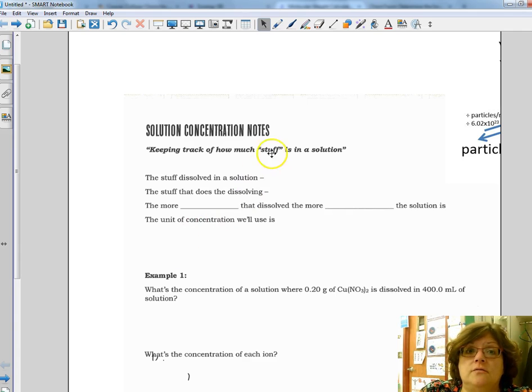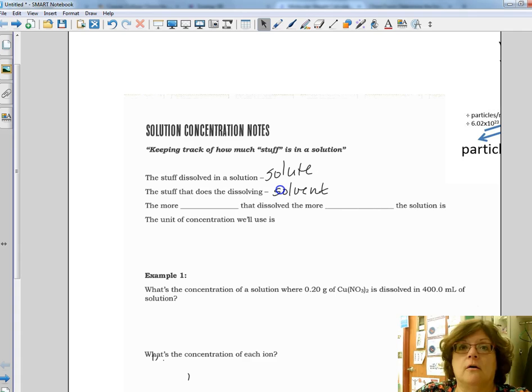The stuff that dissolves in a solution is called a solute. The stuff that does the dissolving is called the solvent. So Kool-Aid, your sugar and your flavoring is the solute, the water's the solvent. The more solute you dissolve, the more concentrated a solution gets.